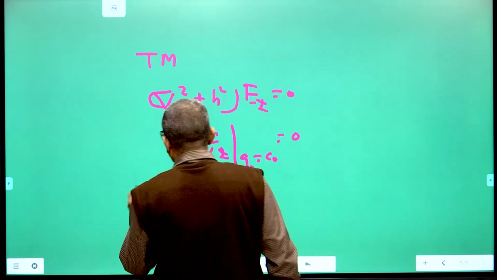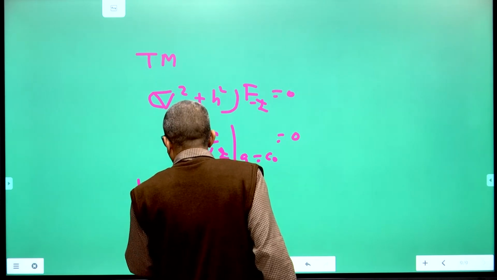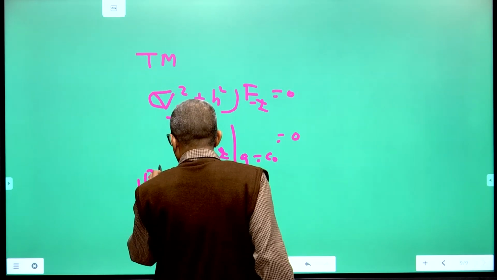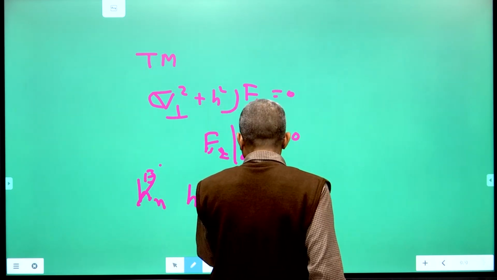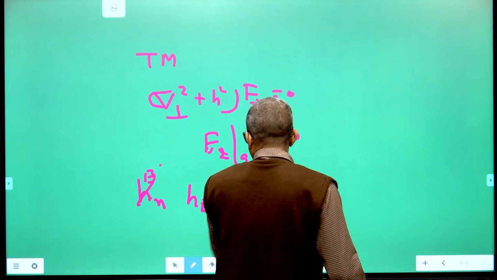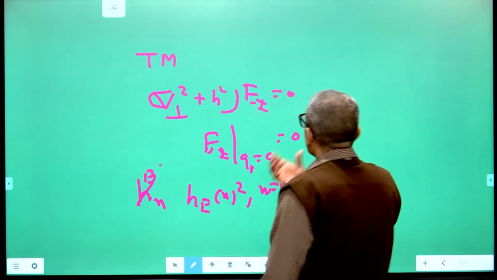Let us say this has got eigenvalues hen square, n equals 1, 2 and so on. These are the modal eigenvalues.